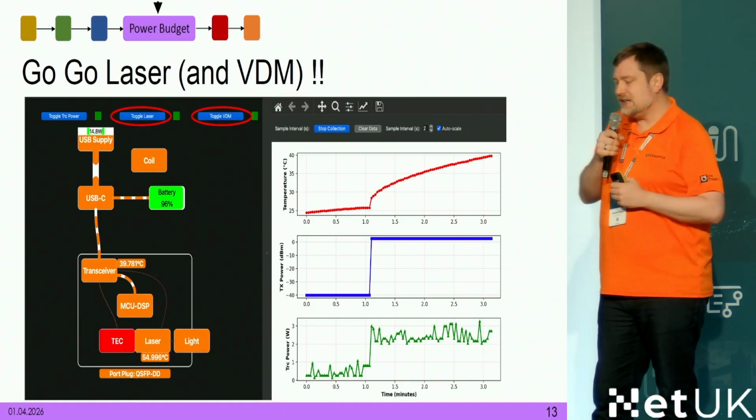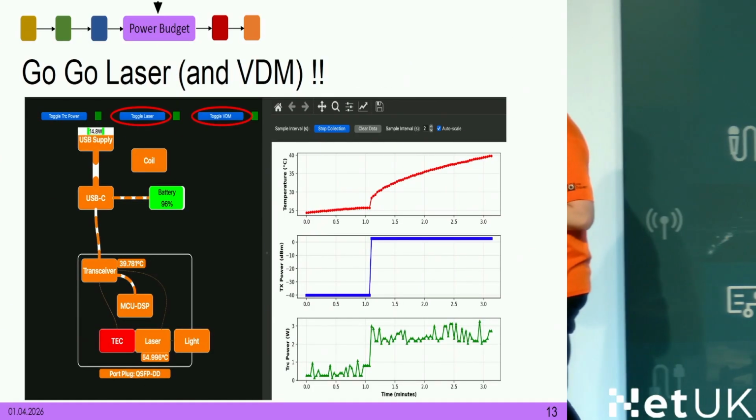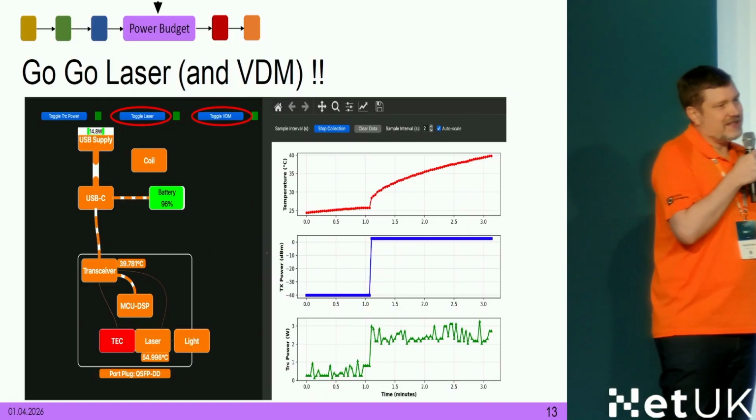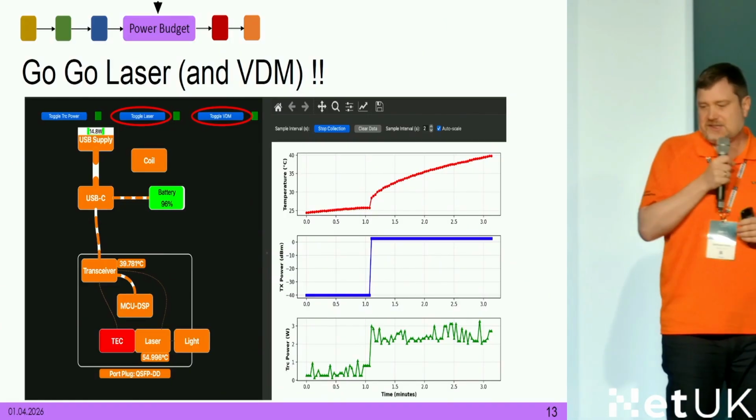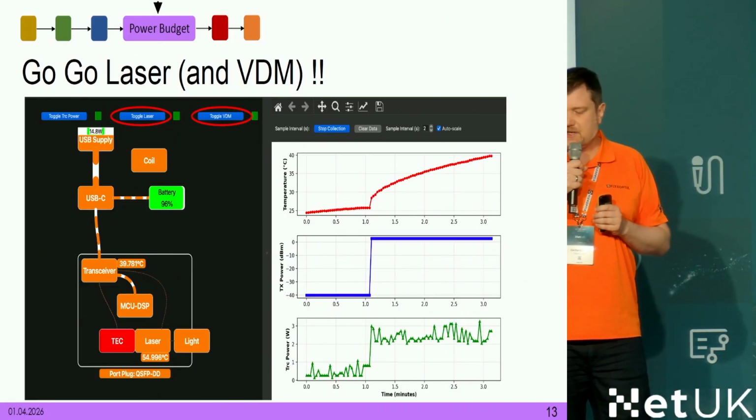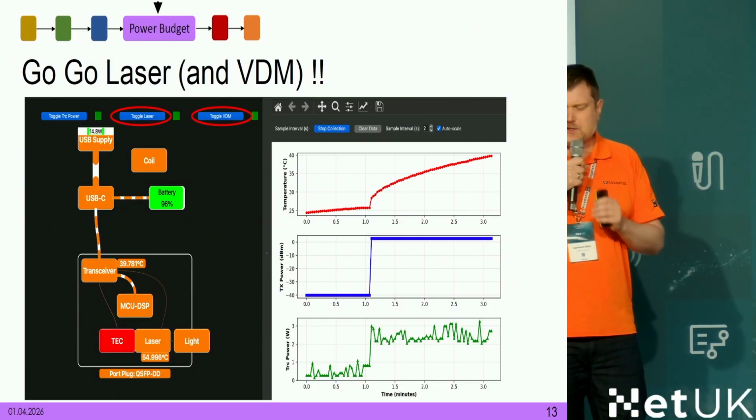Now let's toggle the laser and give it some power. Now we have the TEC running. The red block is a thermoelectric cooler. It's heating up because the laser is at 54 degrees, 54.9.